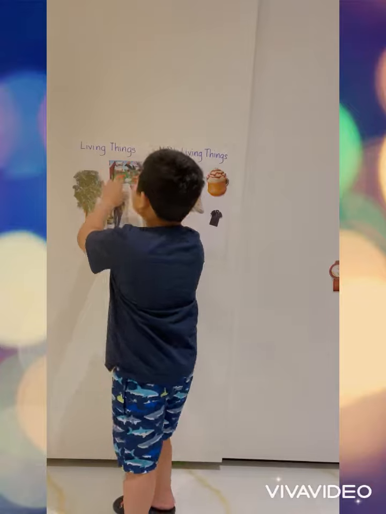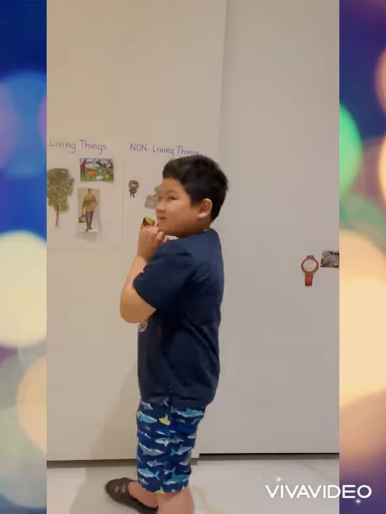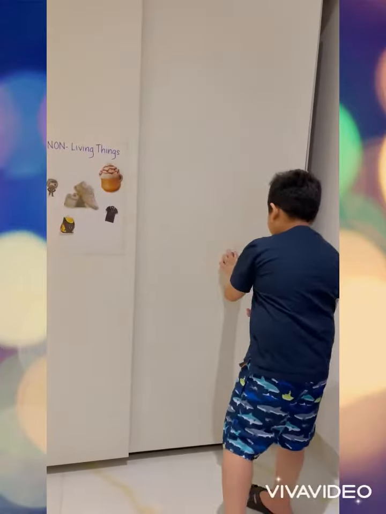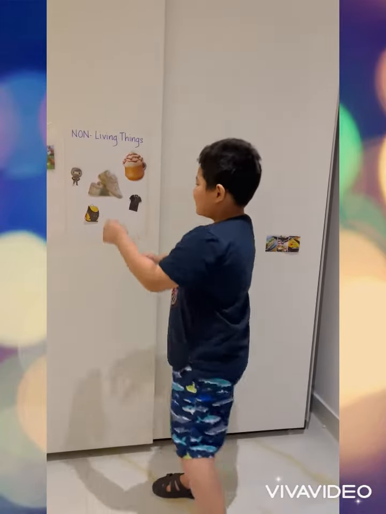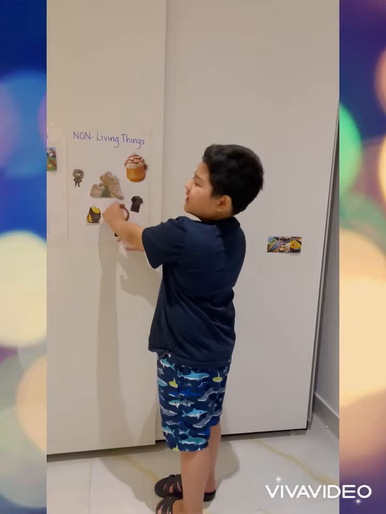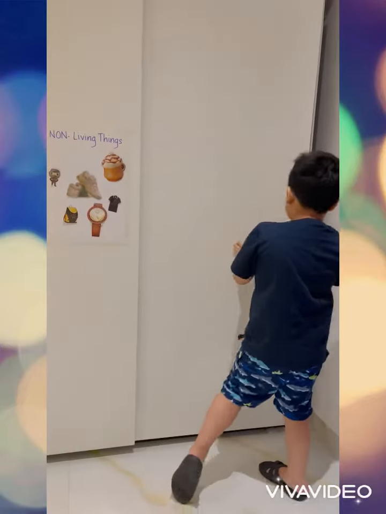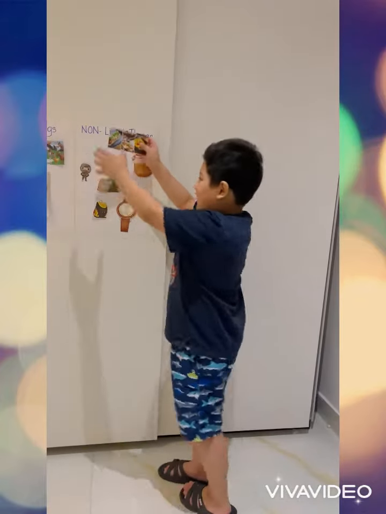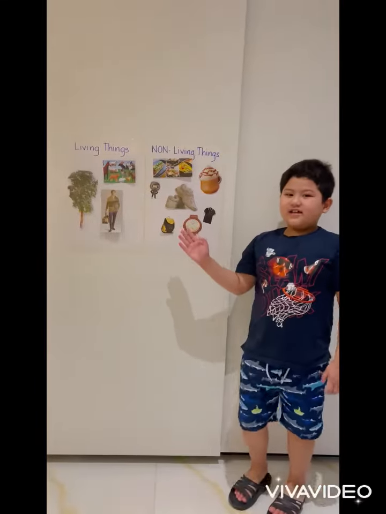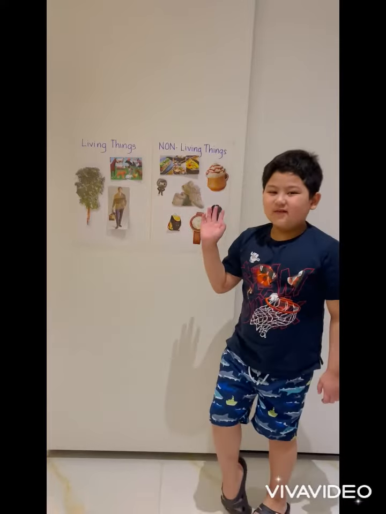Look at the pictures. Oh, so cute. And this watch belongs to non-living things. And this food belongs to non-living things. And these are the living things and non-living things.